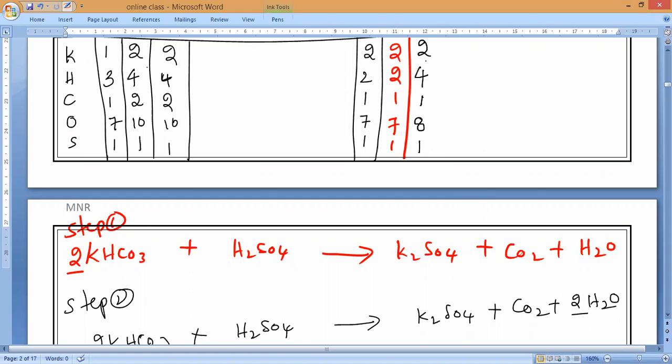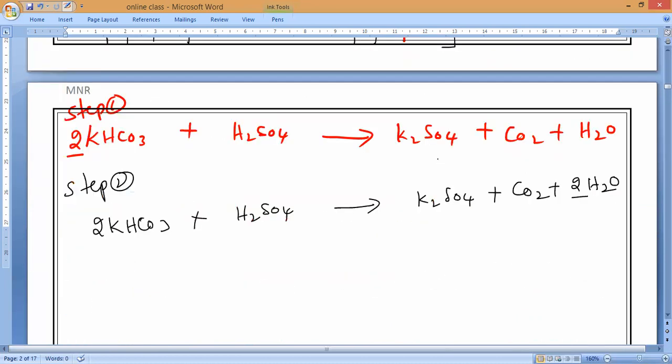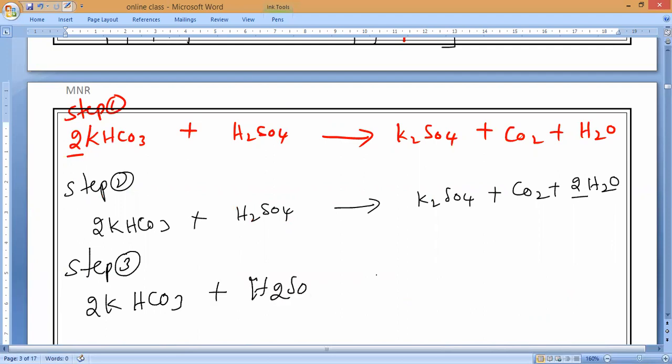So now if you notice, again the same thing. I tried to balance hydrogen, but who became imbalanced? Oxygen and carbon. Now carbon we can make easily, because carbon on this side is 2 and this side 1. So what do I have to do, guys? I have to multiply with 2. So 2 KHCO3 plus H2SO4, reactant side or product side? Product side: 2 CO2 plus 2 H2O.